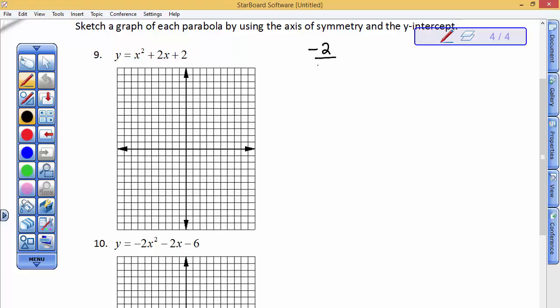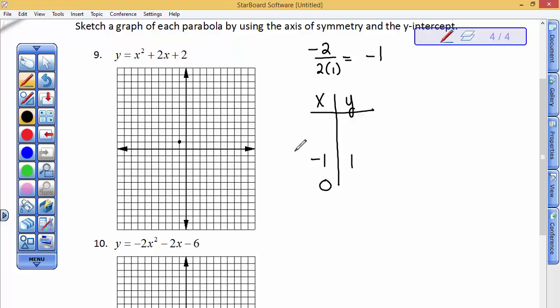So this one, the vertex, the opposite of b divided by twice a, would be a negative 1. So when x is a negative 1, and I put it in here and square it, I get 1. And 2 times a negative 1 is a negative 2. I add 2 to it, I get 0. So I believe I get a positive 1 here. So I go to the left 1 and up 1.